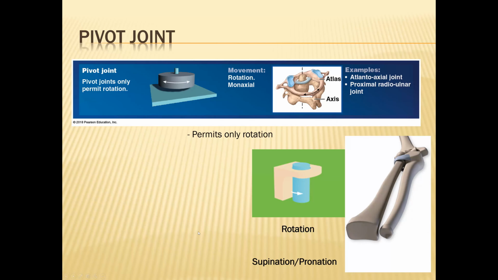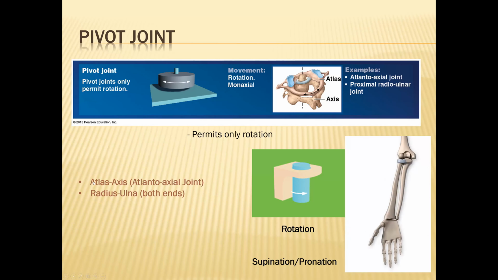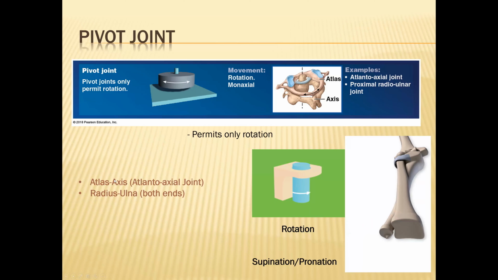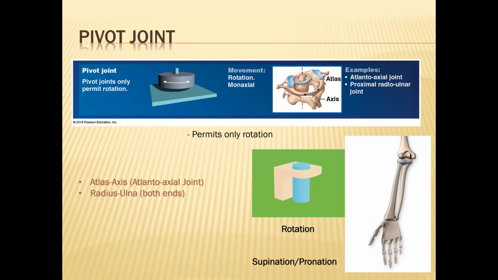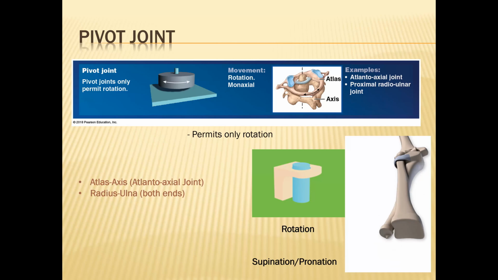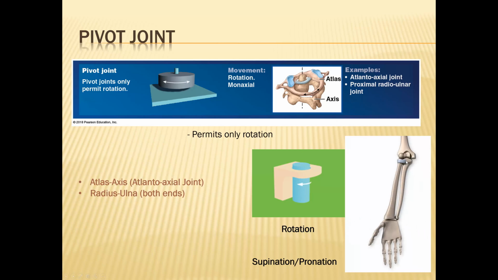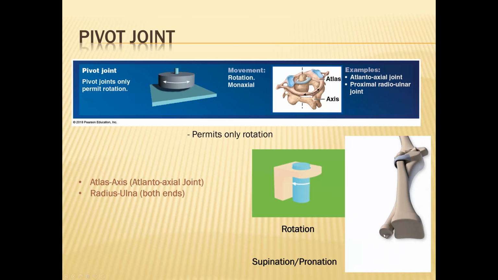So you have pivot joints between the atlas and axis, so your first and second cervical vertebrae. This is called the atlantoaxial joint. So this allows you to rotate your head, so left and right rotation, as if you were shaking your head no. And then you also have a pivot joint between the radius and ulna at both ends. The head of the radius fits into the radial notch at the proximal end, and then you also have a pivot joint down here at the distal end, and that allows for the supination and pronation movement.